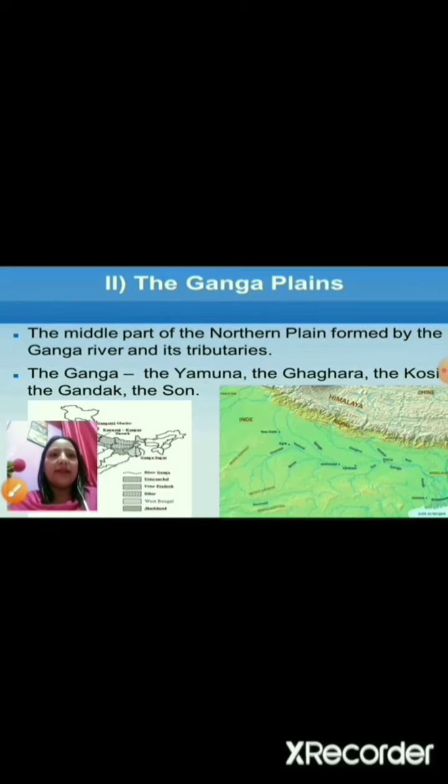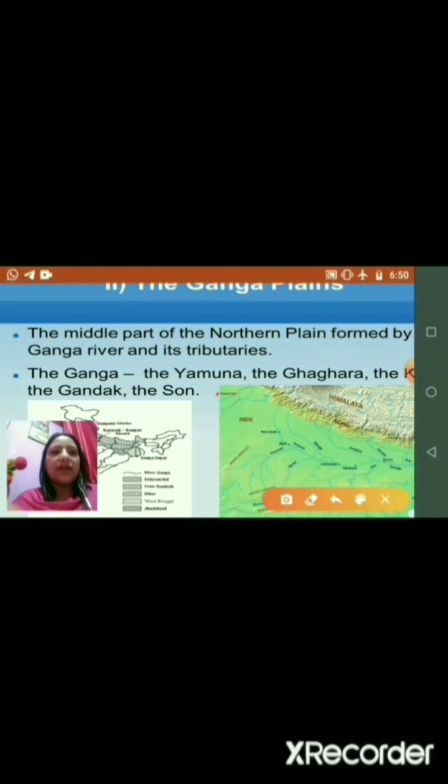Now next we see the Ganga plain. This is a very important plain of our country. The plain is drained by, obviously, the river Ganga and its tributaries. You all know the tributaries of Ganga, such as Yamuna. These plains are extremely fertile and cover the regions of Uttar Pradesh, Uttarakhand and many parts of Madhya Pradesh, Bihar and West Bengal.